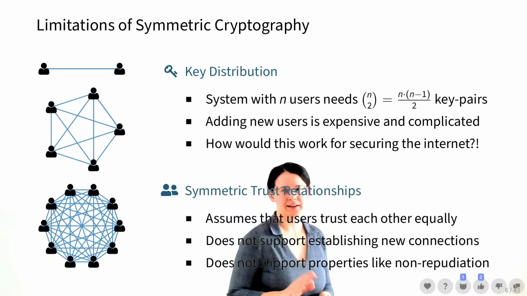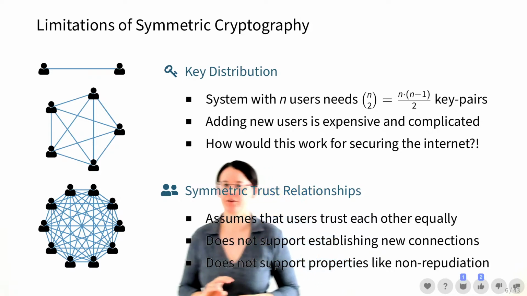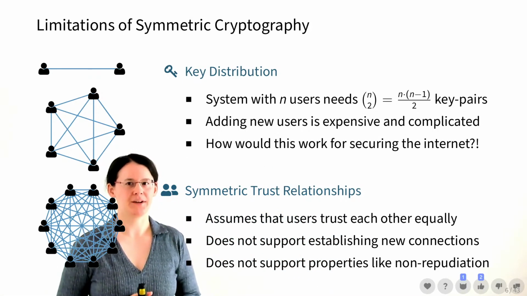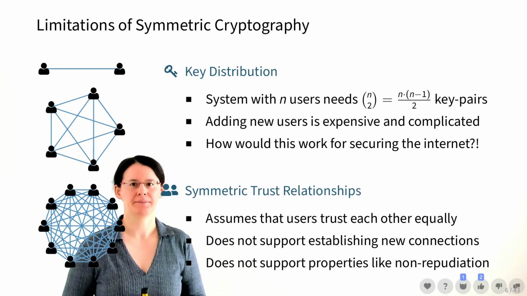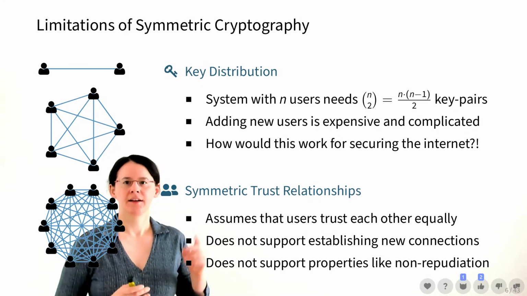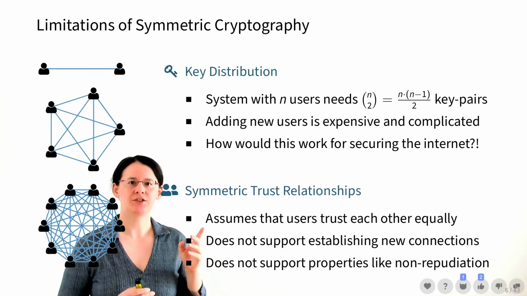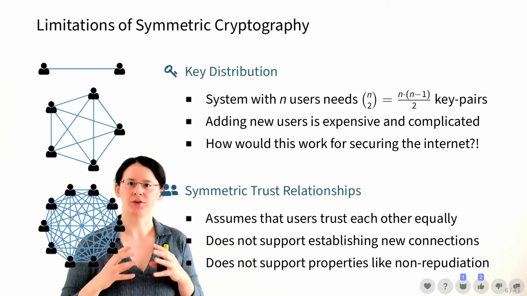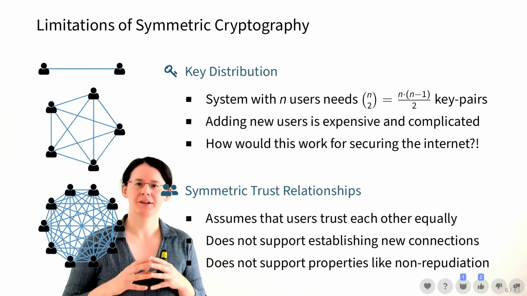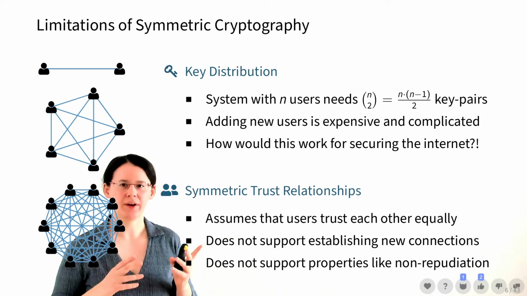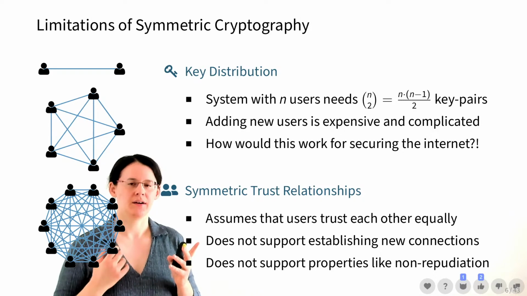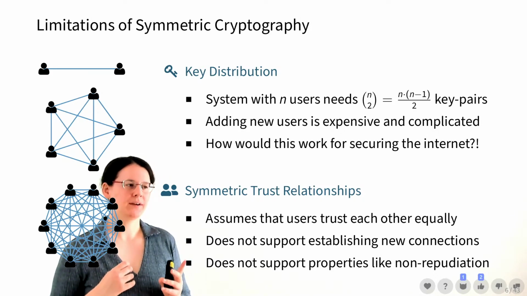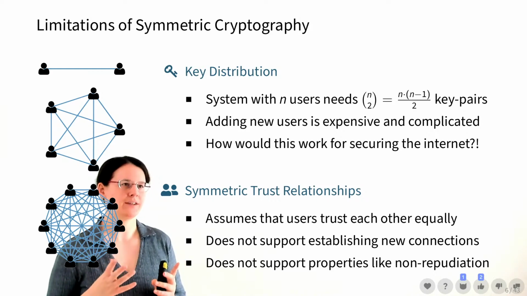Another limitation of symmetric cryptography is that it's only suitable for symmetric trust relationships. What do I mean by that? It means that users always trust each other equally. So both communication partners trust each other. In particular, it doesn't support talking to anybody new that you don't trust yet. And on the other hand, there are some cases where you maybe do not trust each other.